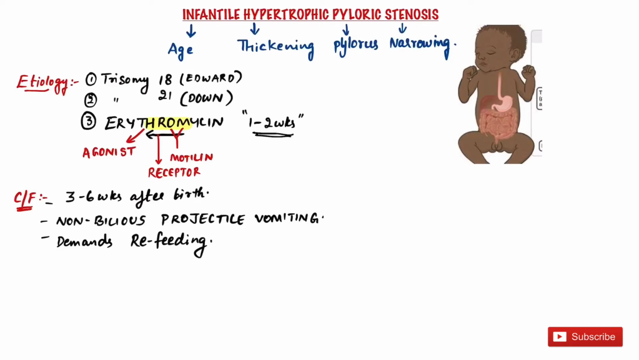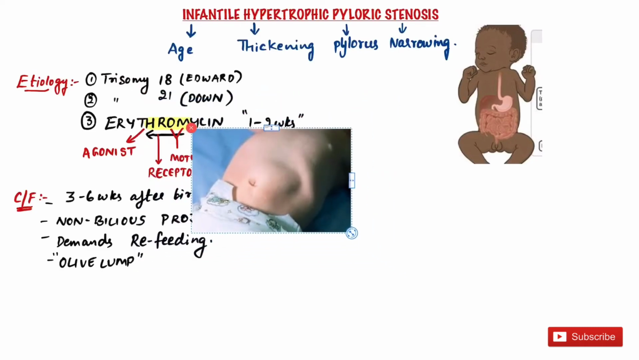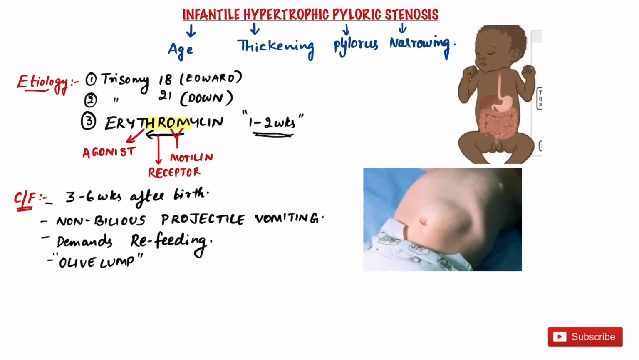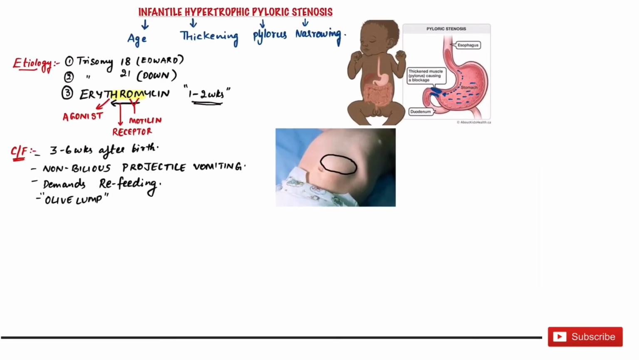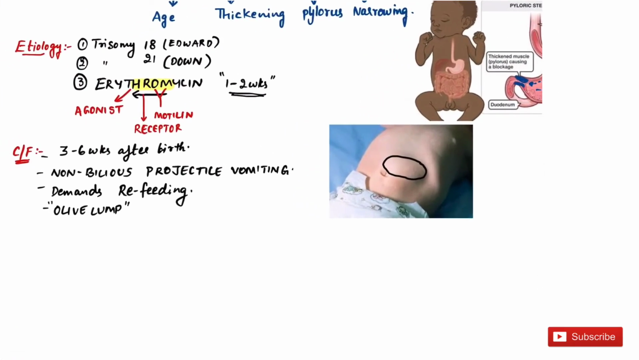And the last one is the olive lump. This is the main characteristic feature of this disease. In most of the babies, we can find this kind of olive lump, which is oval in nature and firm, and it is associated with this disease as shown in the image. This lump is firm and oval in the abdomen. And these are the main clinical features associated.